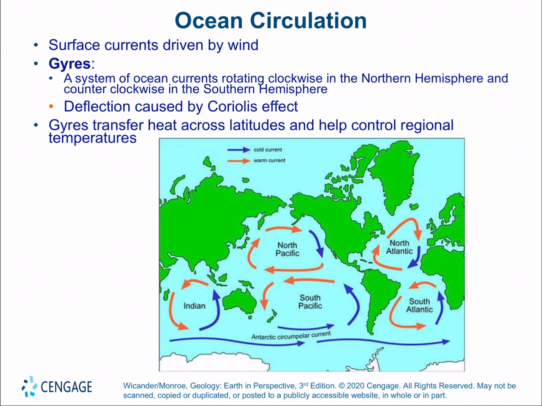You can see, looking at this figure at the bottom of the slide, how your red arrows are your warm currents, your blue arrows are your cold currents. And you can see the circulation pattern depending if those gyres are in the northern hemisphere or the southern hemisphere.